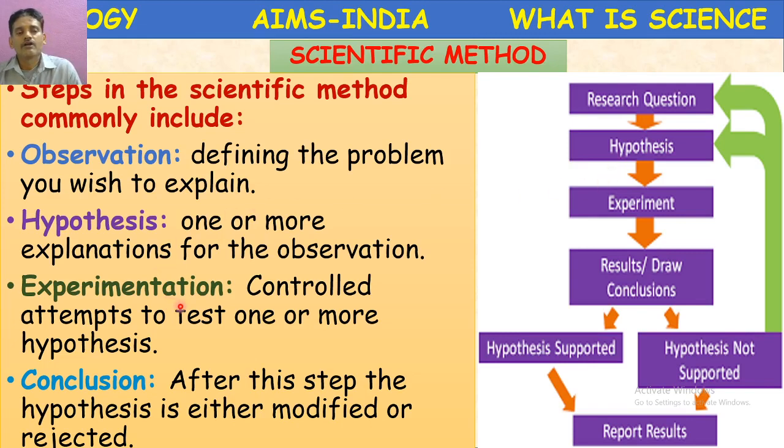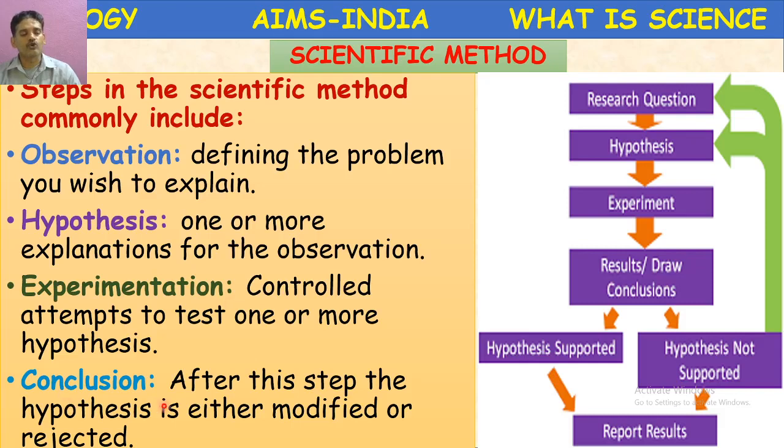Next, experimentation. Experiment. Controlled attempts to test one or more hypotheses. Controlled attempts to test one or more hypotheses is called experimentation. So this experimentation involves several things: equipment, aim of the experiment, everything should be clear. Aim, requirements, chemicals, then procedure, then finally the inference, results.